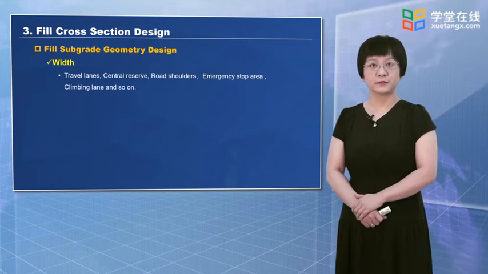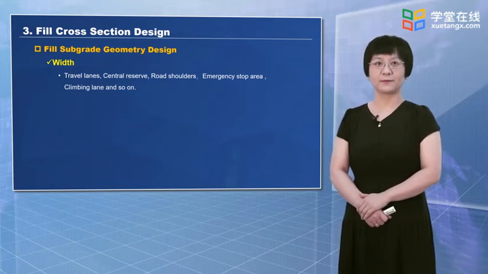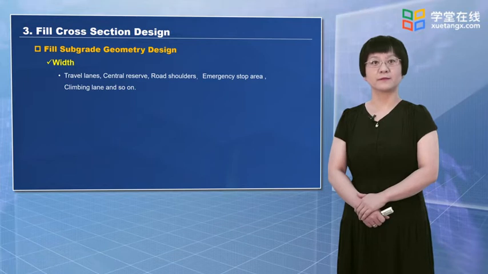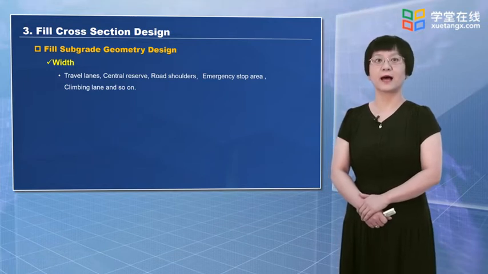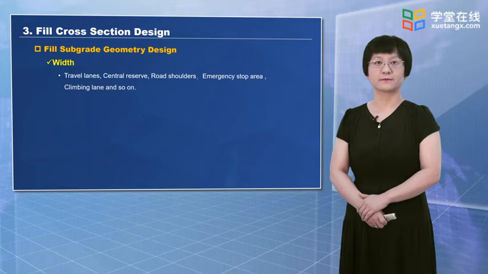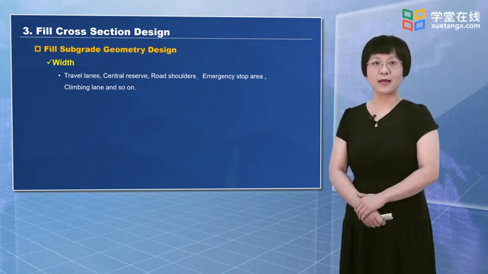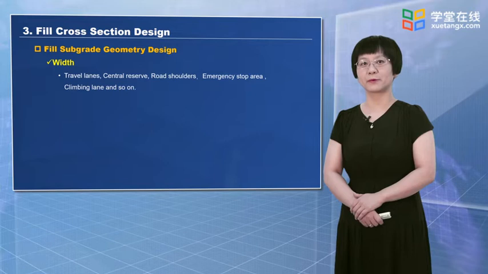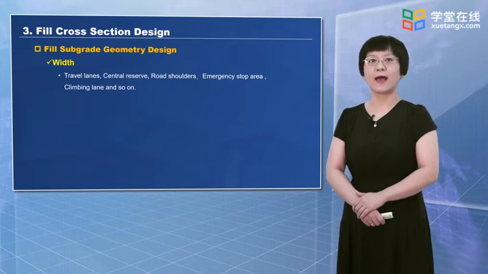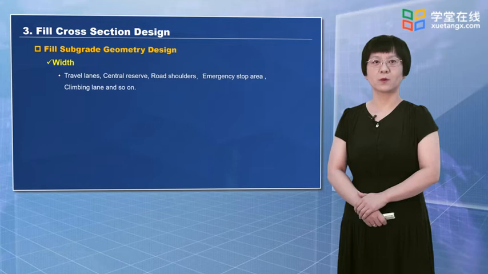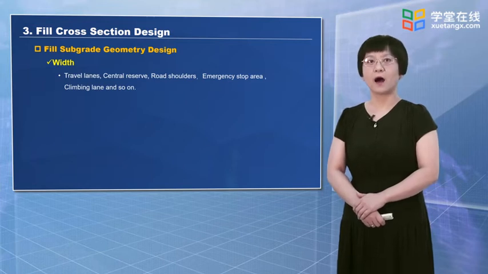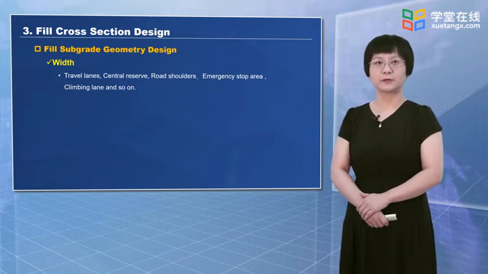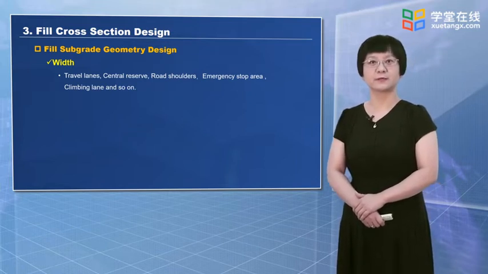Now, I will introduce the fill cross-section design, which is introduced from the fill subgrade geometry design and the fill materials. One side, fill subgrade geometry design. We have now the three key elements of a fill subgrade geometry: width, height, and slopes. The width is dependent on the class of highway, and includes travel lanes, central reserve, road shoulders, etc.